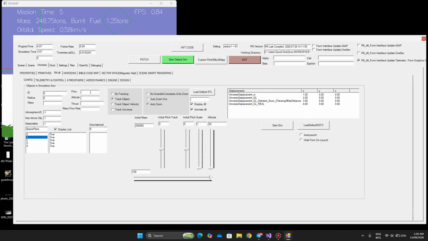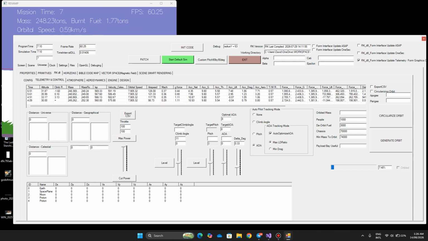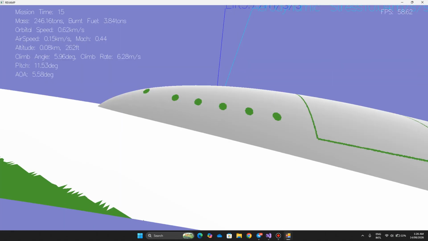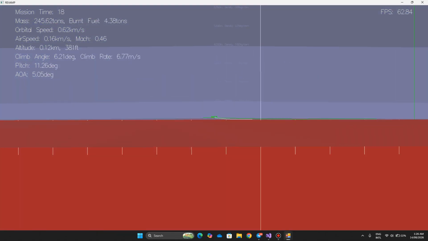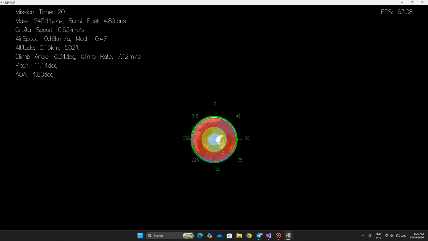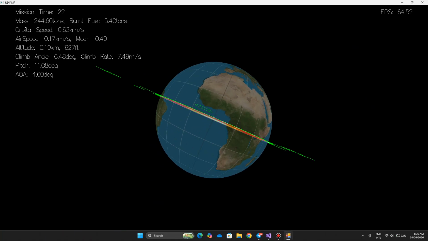Tracking target, telemetry and control. We're gonna fix pitch our ascent to 11 degrees. Welcome to the 3D version of the simulator, where you can see the Earth.